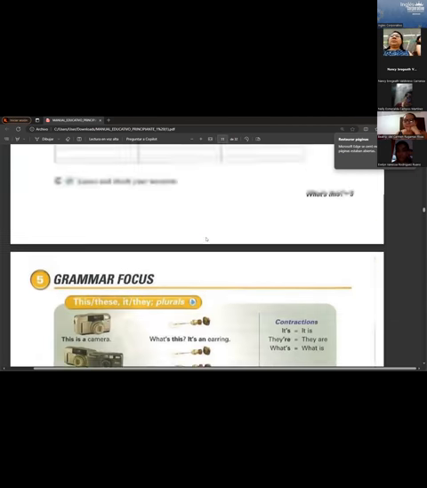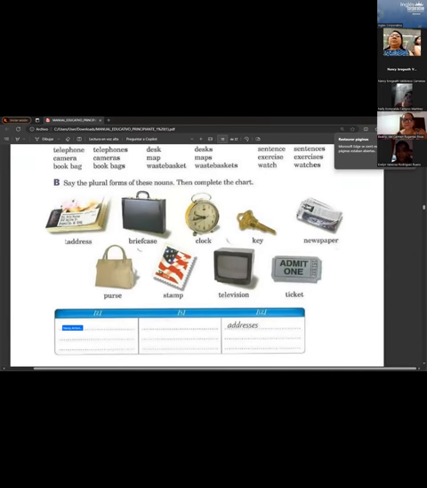Okay, vamos a ir un poco al vocabulario. Y tenemos acá, dice address. Address. Okay. También tenemos briefcase. Clock. Also, we have key. Newspaper, horse, stamp, television, ticket. Okay, ¿se recuerdan cómo se decía billetera? Wallet. Excellent, wallet.